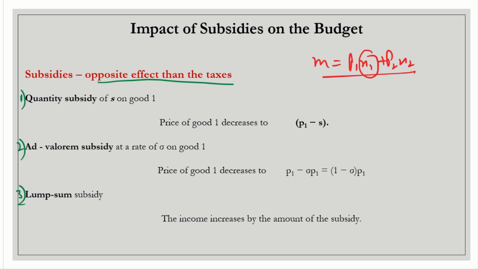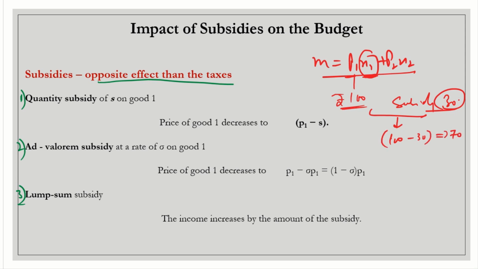What it implies is, say for example I am providing a subsidy on good one's price. Say its price was 100 rupees, but I am providing a subsidy of 30 rupees. So the net price is 100 minus 30, so you will have to pay only 70 rupees. This is the impact of subsidy. The price reduces for the good on which the subsidy is being provided.